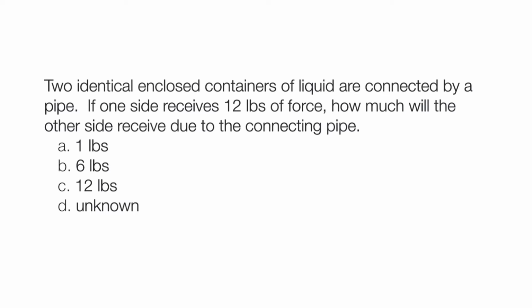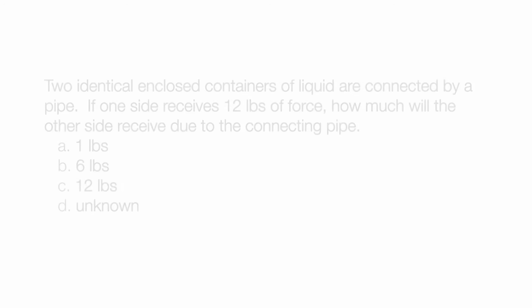One more practice problem. 2 identical enclosed containers of liquid are connected by a pipe. If one side receives 12 pounds of force, how much will the other side receive due to the connecting pipe? A, 1 pound. B, 6 pounds. C, 12 pounds. D, unknown.